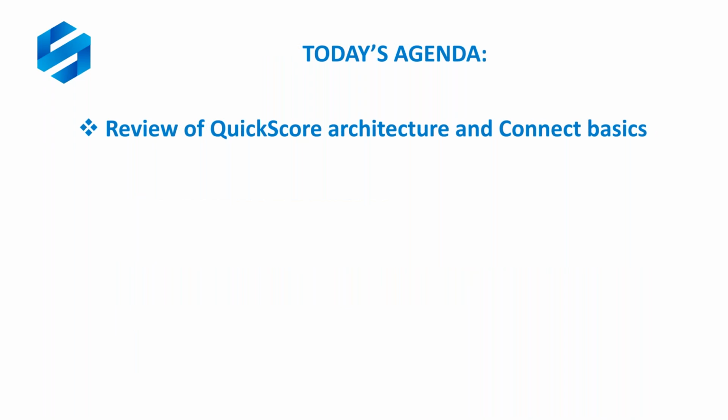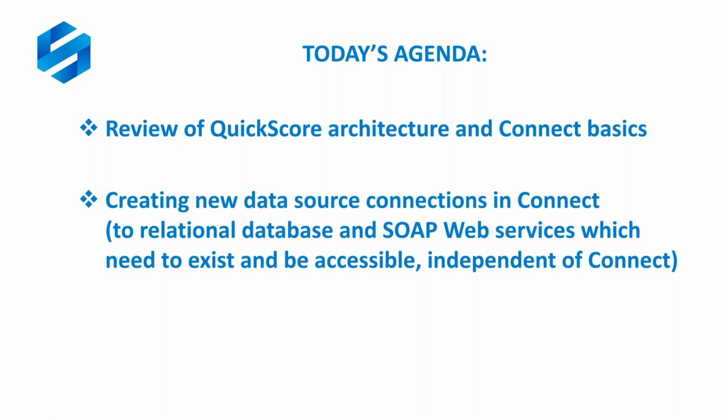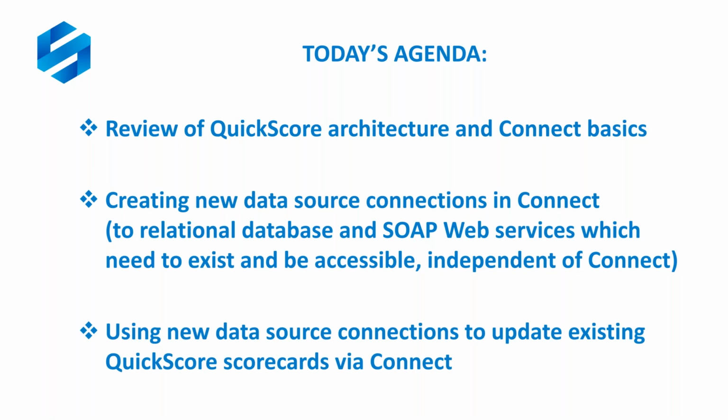With regard to today, our agenda, we'll start with a hopefully brief review of the QuickScore architecture and some Connect basics. Then we'll move on to discussing creating new data source connections in Connect. Again, today we'll be covering a connection to a relational database and a SOAP web services data source. Both of those, of course, need to physically exist and be accessible independent of Connect before we can ever use Connect to connect to them and make them a data source. And then lastly, we'll be using those new data source connections to update existing QuickScore scorecards, again, via Connect.